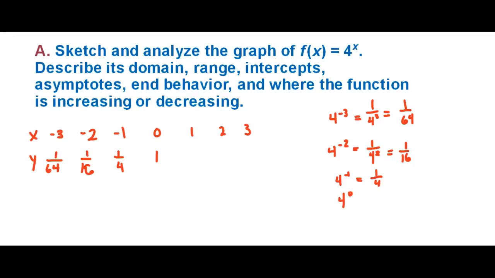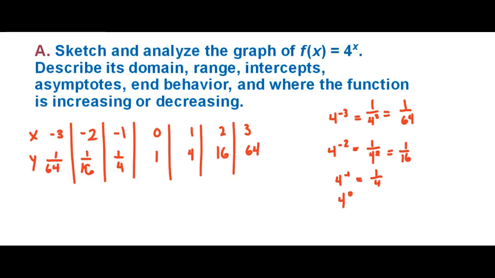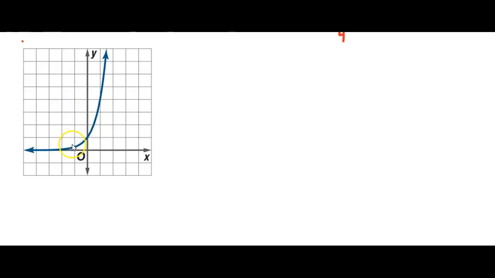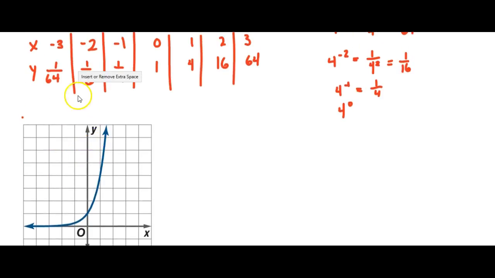And then following the trend, notice we're obviously multiplying by 4 each time. 4 to the 1st power is 4. 4 to the 2nd power is 16. And 4 to the 3rd power, as we said, was 64. So here are the points we can graph to begin sketching our graph. And when you do that, you should get something that looks like this, where on the negative side you have smaller and smaller fractions that never reach 0. And then on the right side, you're just exponentially increasing.